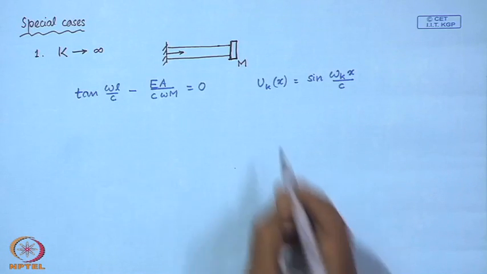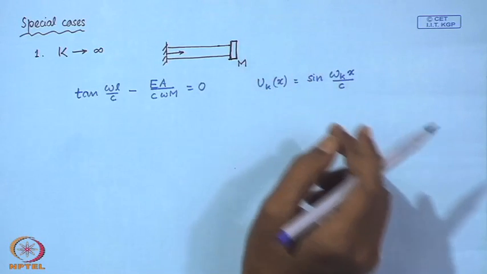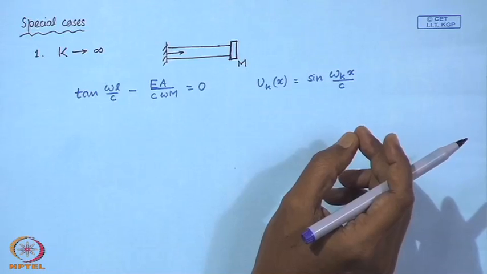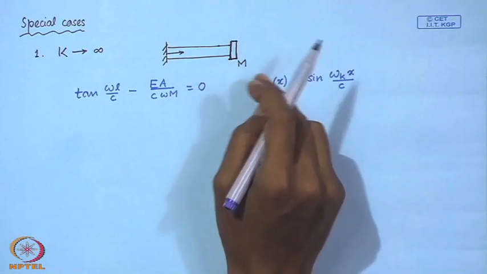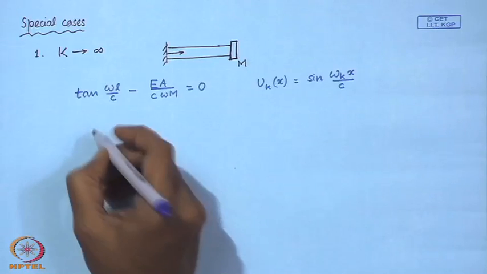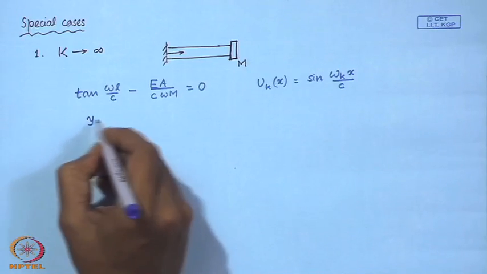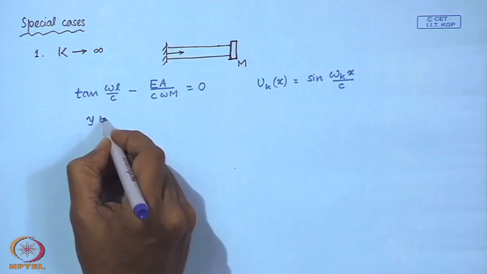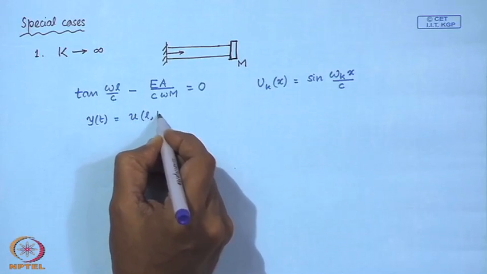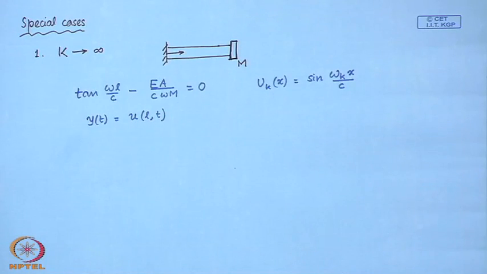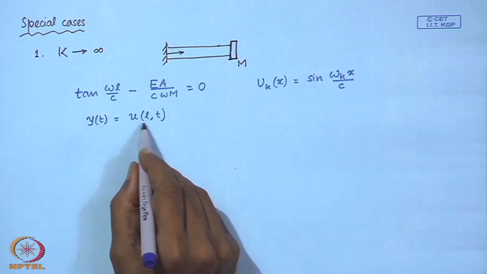It is given by this. So, the coordinate of this discrete mass becomes the same as u at L, so y is nothing but u at L.